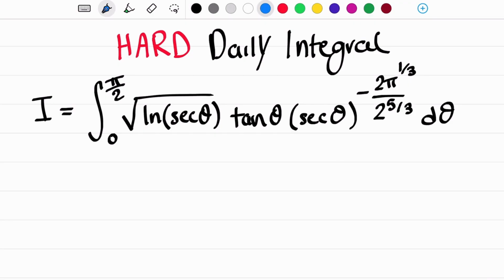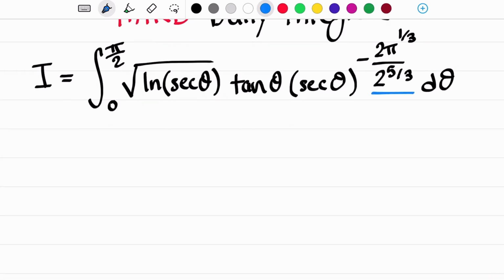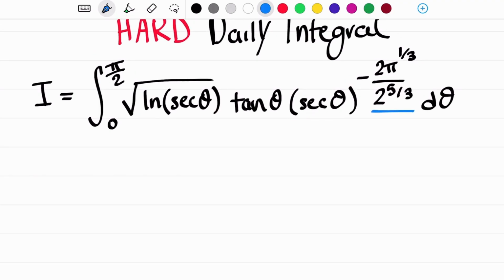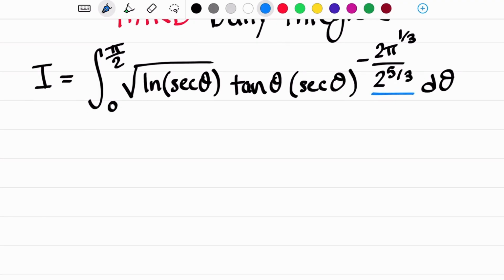Now, the first thing I'm going to focus on is this term up here. So this exponent here just looks like a mess, and I think we should take the time to simplify it, and we might get something cleaner out of it. So I'm going to rewrite it down here in blue. Negative 2 pi to the 1/3 over 2 to the 5/3.